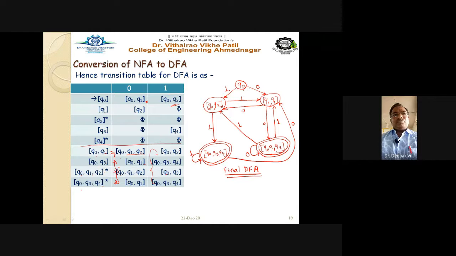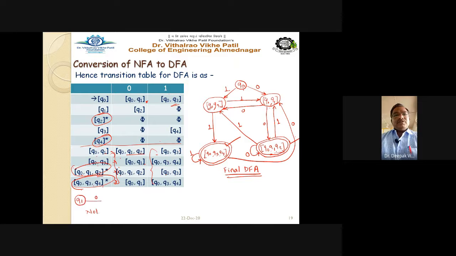Now the next point is that Q2 is marked as a final state and Q4 is marked as a final state in the given NFA. So wherever you find Q2 and Q4, you just make them a final state. So here Q0 Q1 Q2 is here, so the entire state becomes your final state, and Q0 Q3 Q4, the entire state becomes your final state. That's why they are marked as the final states. These are the final states, right?